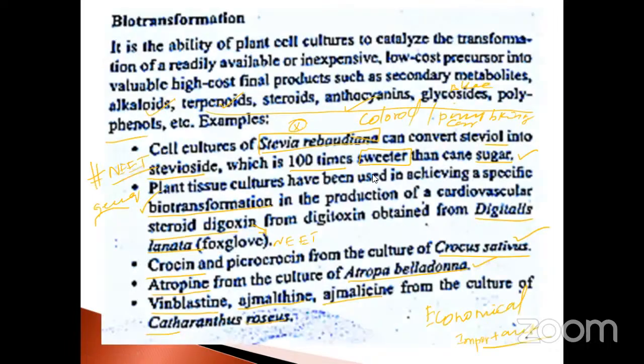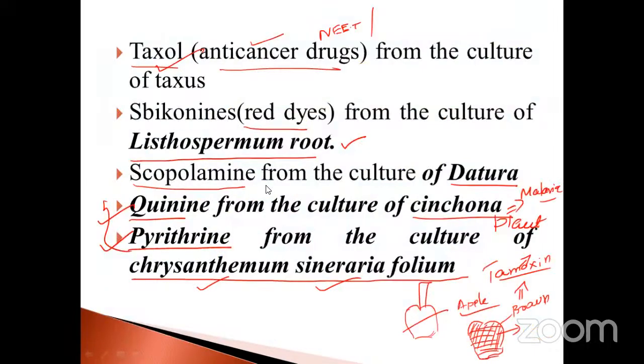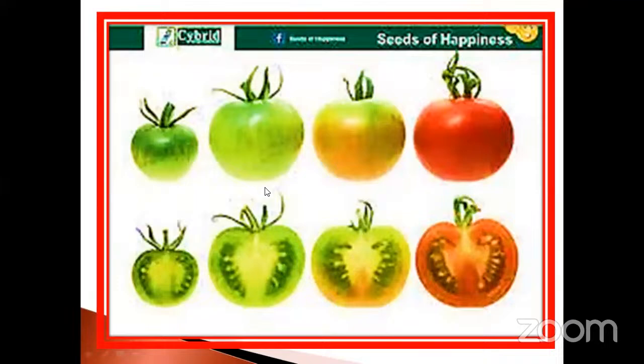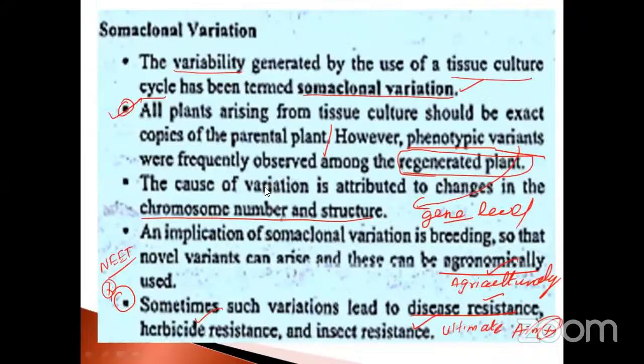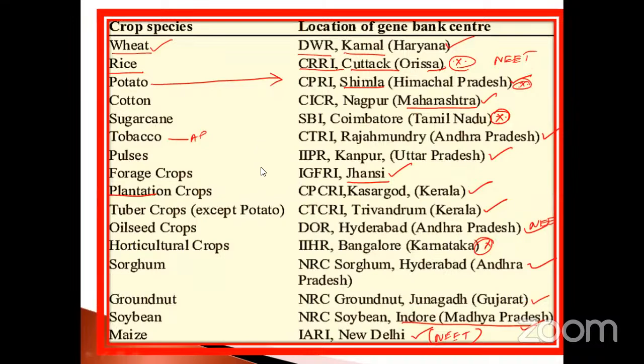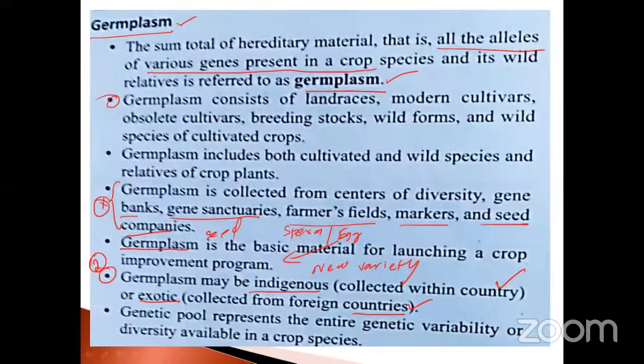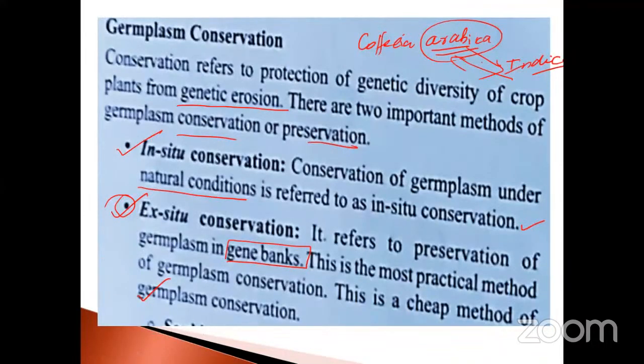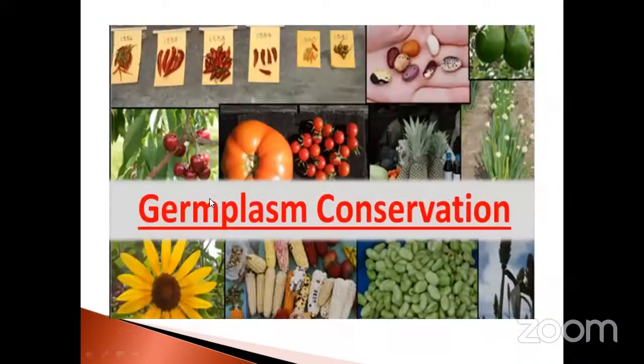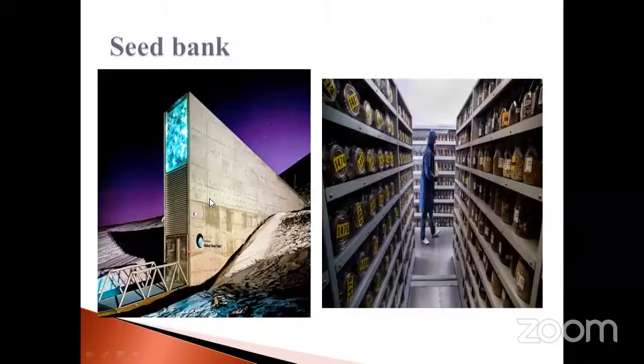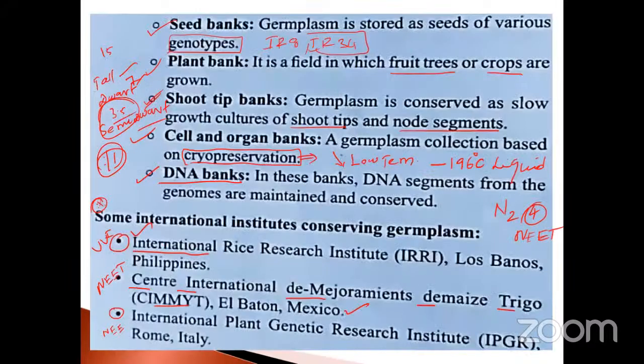NEET question, my dear. Okay, biotransformations. Okay, taxol, cybrids. Okay, and also clonal variations. Already we discussed. What are the types of locations, gene bank centers? Already we discussed this part also. Okay, and germplasm conservation. There are two types of germplasm conservation: in situ and ex situ conservation. Okay, and seed bank. Okay, seed bank, just note it down. These are the very, very important: seed bank, plant bank, shoot tip bank, and cell and organ bank, and also DNA bank. Particularly note it down. This is minus 196 degrees Celsius, liquid nitrogen. Very, very important. Three things are very, very important.